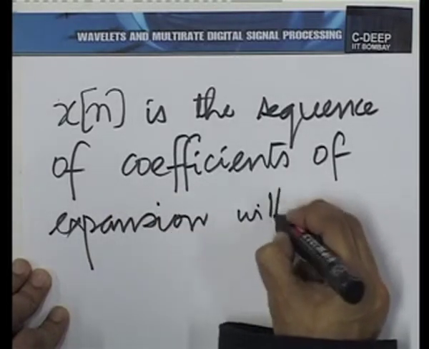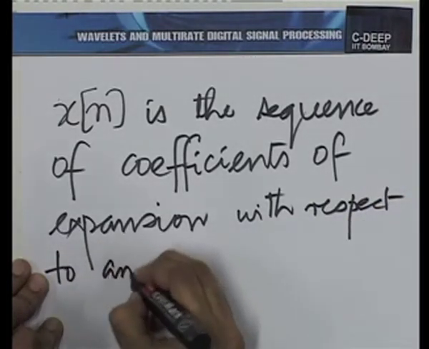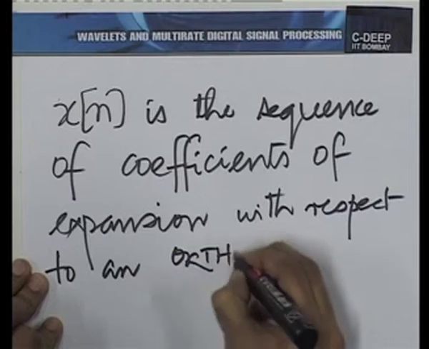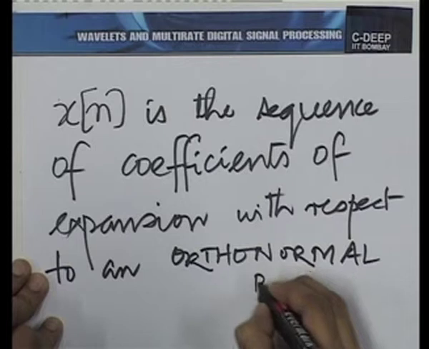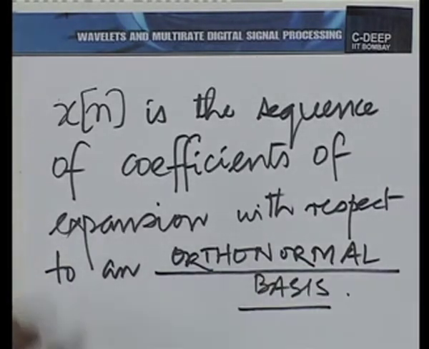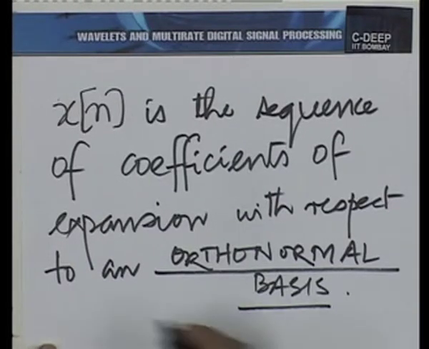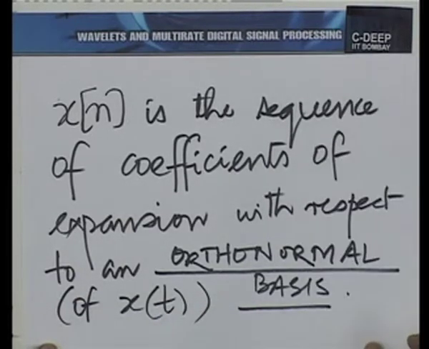With respect to an orthonormal basis. Now, the orthonormal is important here. If the basis is not orthonormal, what we are now going to say very soon is not going to be true. So, the orthonormal basis is important here. If x[n] is the sequence of coefficients of expansion of x(t) with respect to an orthonormal basis, then there is also a mapping between the inner products.